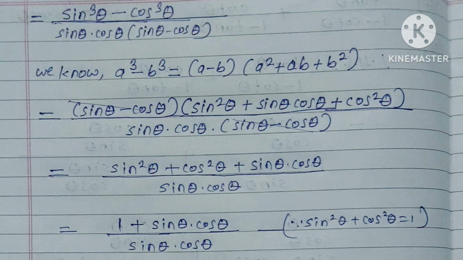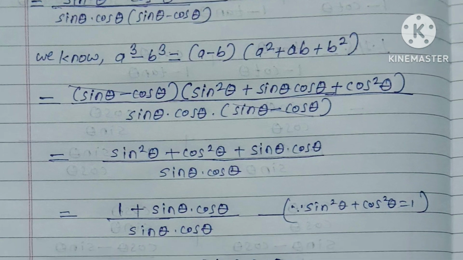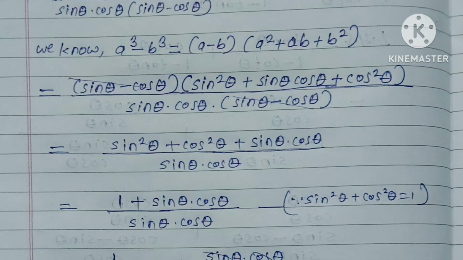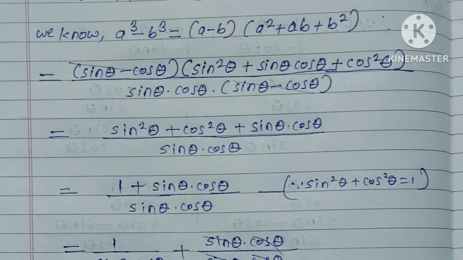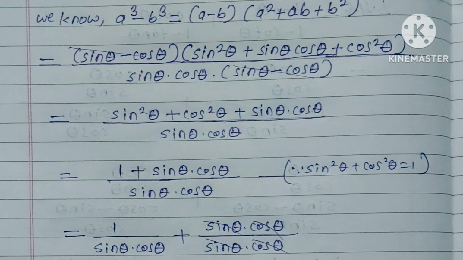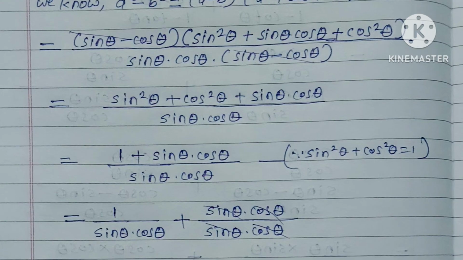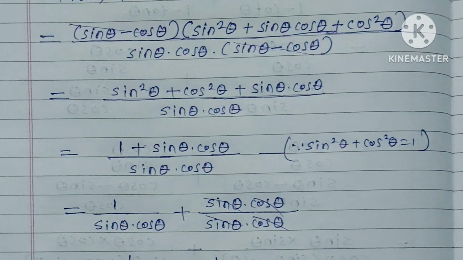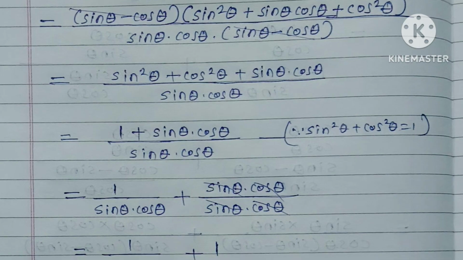Again, we know that a cube minus b cube is equal to a minus b into a square plus ab plus b square. So applying the same method on sin cube theta minus cos cube theta, we'll get sin theta minus cos theta into sin square theta plus sin theta cos theta plus cos square theta, and again the same denominator. Now we can see the numerator and denominator consist of the same value, which is sin theta minus cos theta. Let's go ahead and cancel it out.